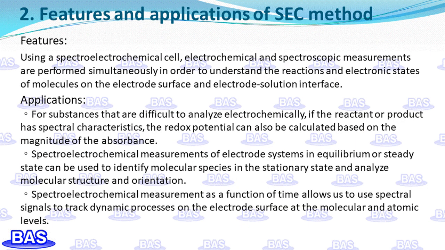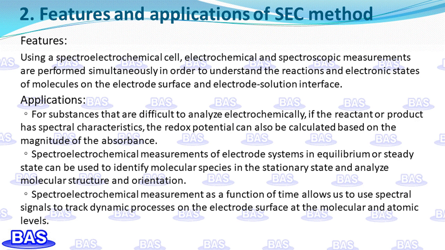Using a spectroelectrochemical cell, electrochemical and spectroscopic measurements are performed simultaneously, in order to understand the reactions and electronic states of molecules on the electrode surface, and electrode solution interface. Applications. For substances that are difficult to analyze electrochemically, if the reactant or product has spectral characteristics, the redox potential can also be calculated based on the magnitude of the absorbance.